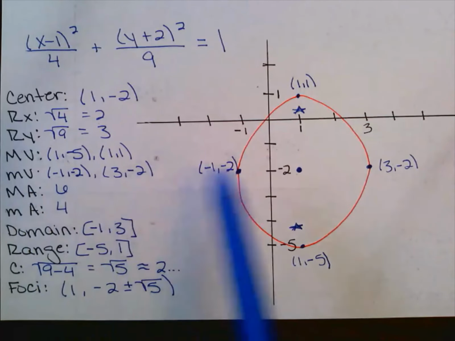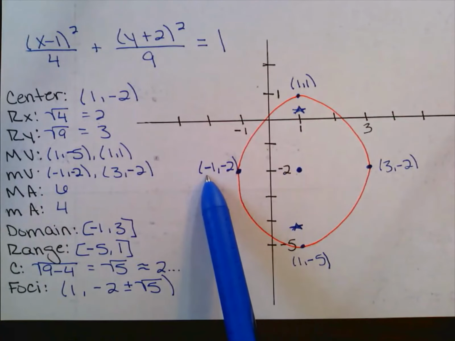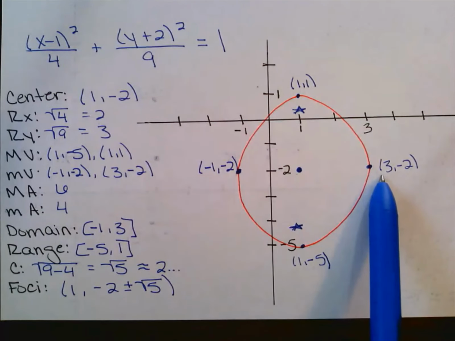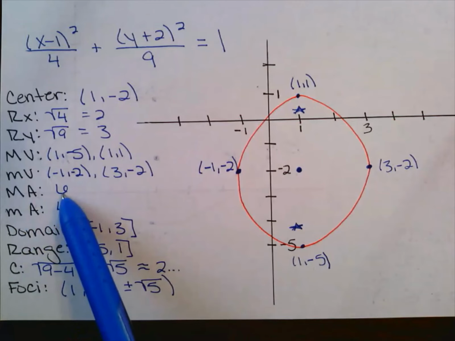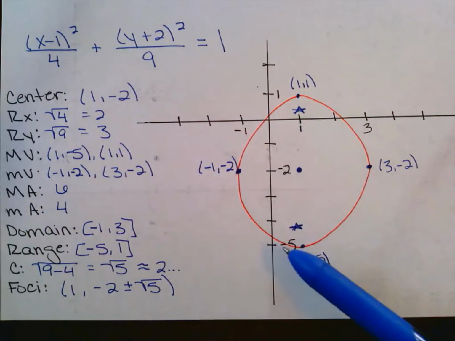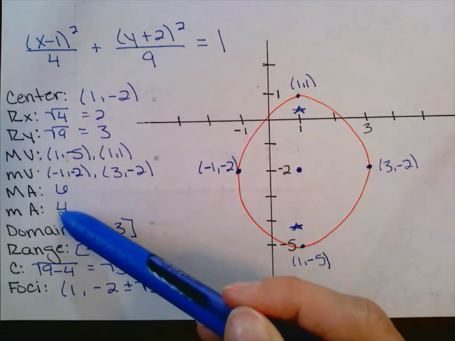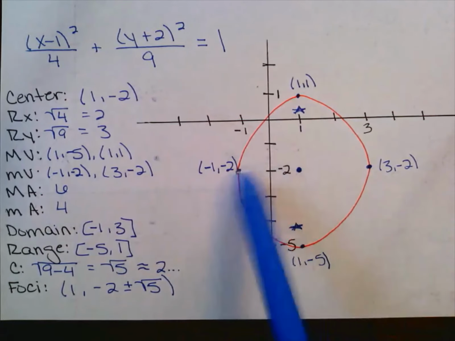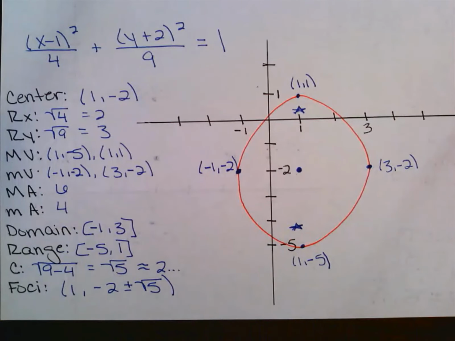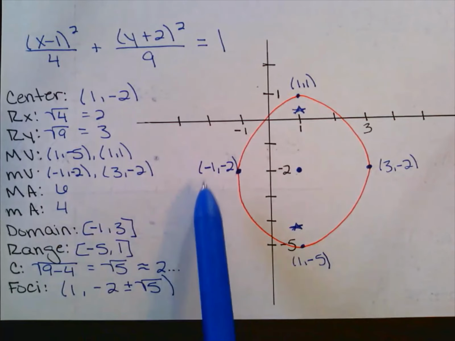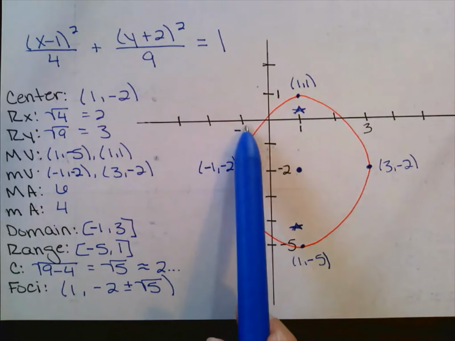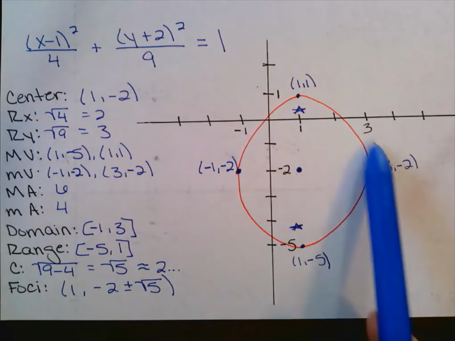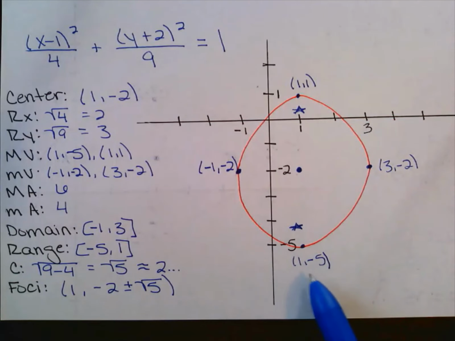And now my minor vertices, to the left I had negative 1, negative 2, and to the right I had 3, negative 2. My major axis, if I went 3 up and 3 down, double that is 6. My minor axis, if I went 2 to the left and 2 to the right, makes a total of 4. My domain went from this negative 1 all the way over to this positive 3. And my range went from down at negative 5 up to positive 1.